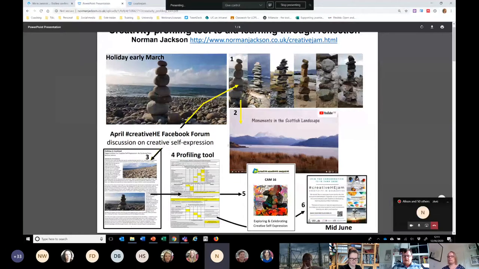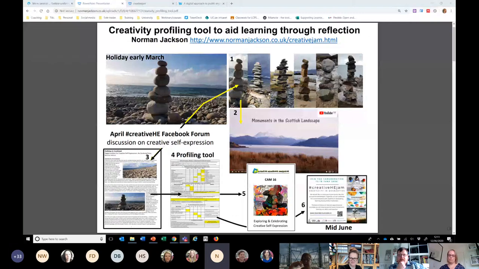Okay, so I'll make a start then. What I'm going to talk about is a little profiling tool I'm developing. And the idea is that by using the profiling tool, I can try and understand my own creativity in a more comprehensive way. Hopefully it can be used more widely in education. That's the basic idea behind this.